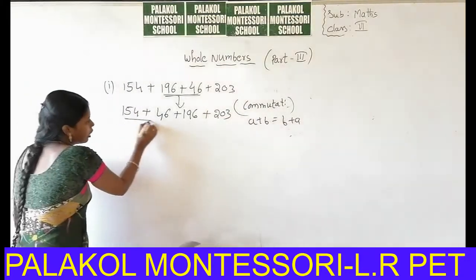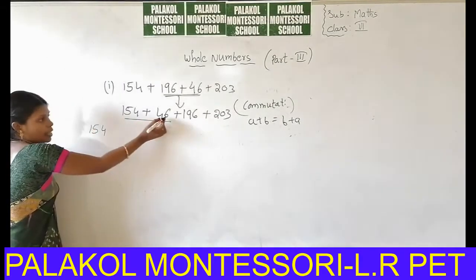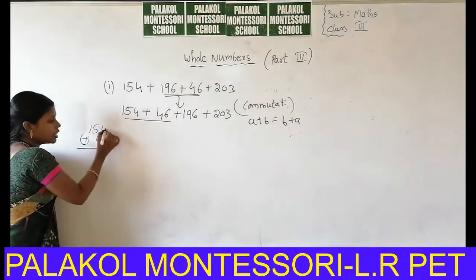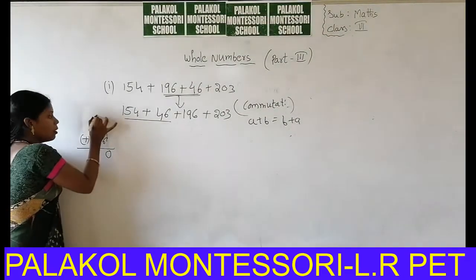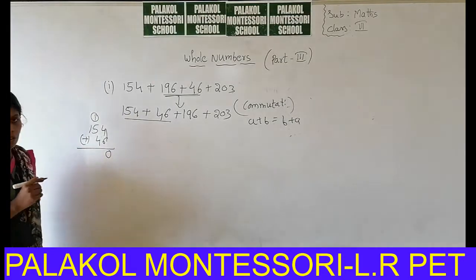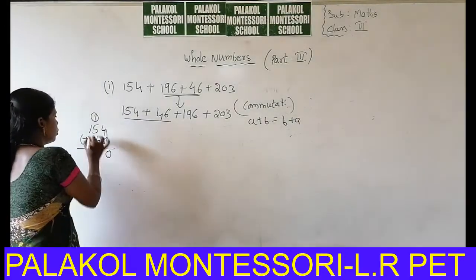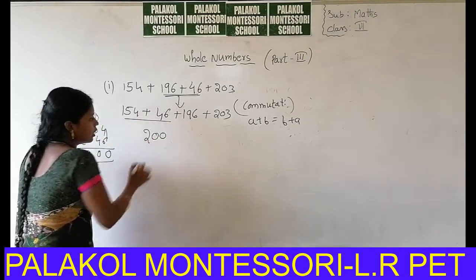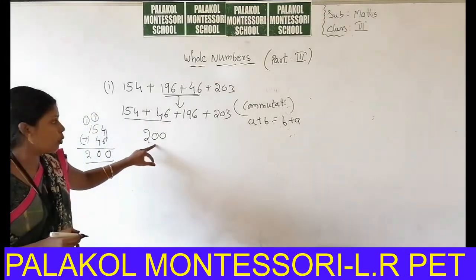First, we can add these two numbers, 154 plus 46. What is the answer? 6 plus 4, very good, 10. 1. 5 plus 4, 9. 9 plus 1, 10. 0. 1. So what is the answer? 200 is the answer.